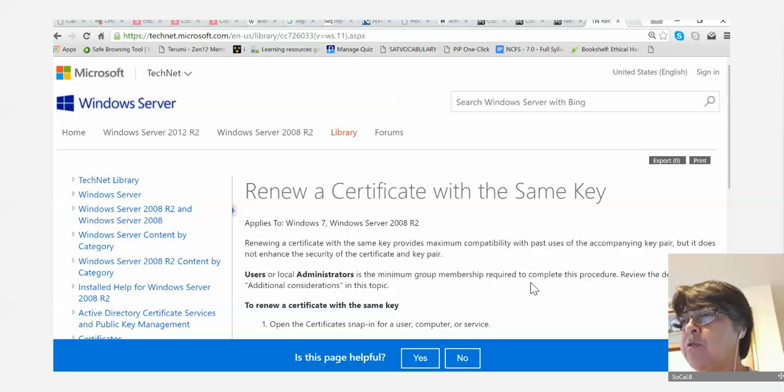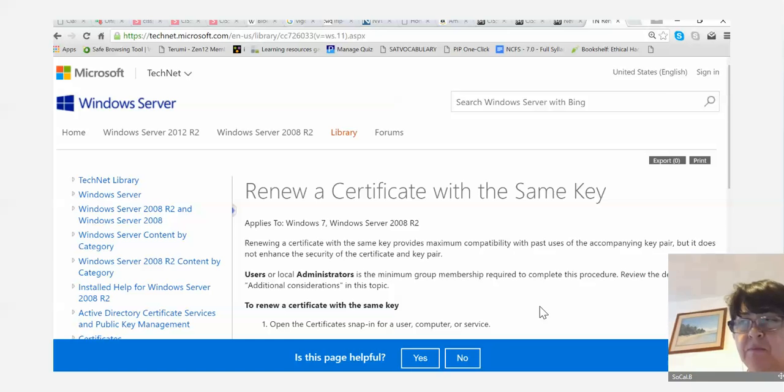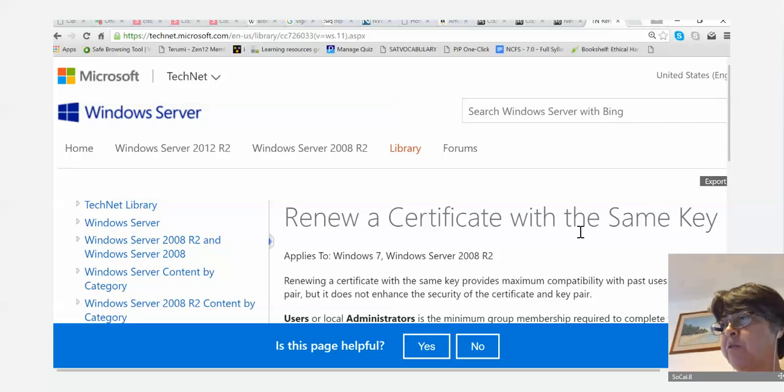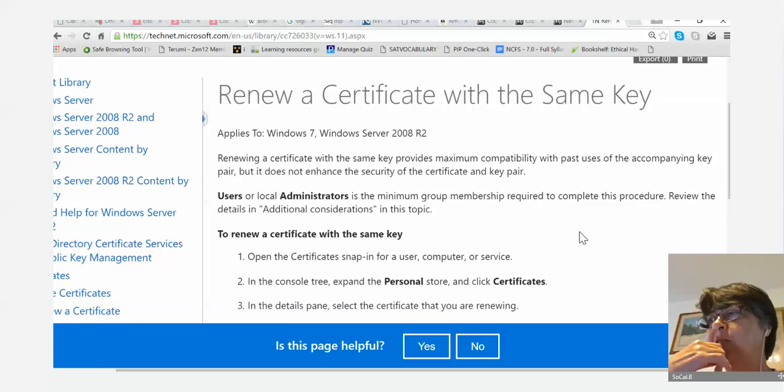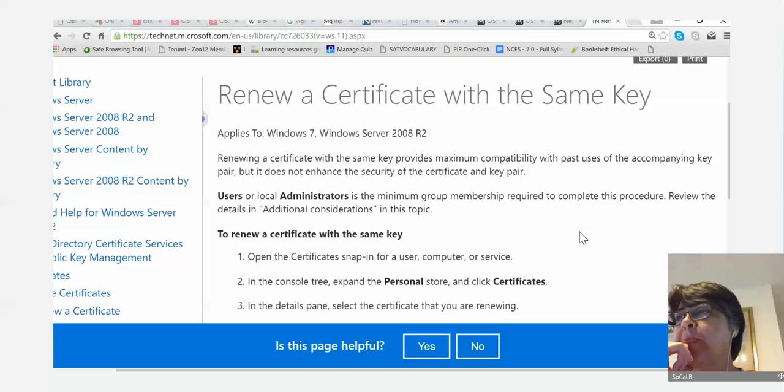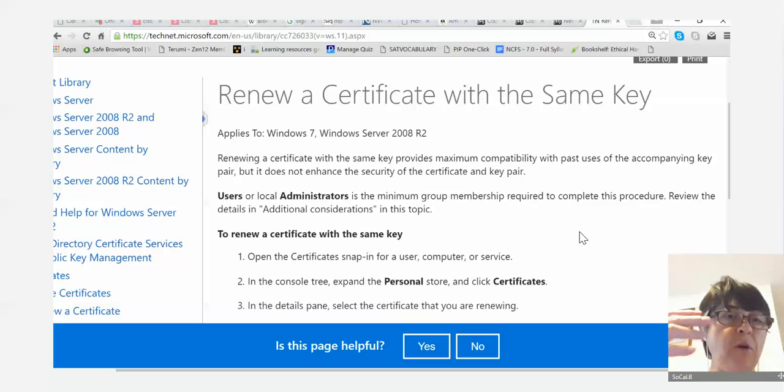Okay, so renewing a certificate. Interesting. This is the first time I actually look at this thing. So, renewing a certificate with the same key provides maximum compatibility with the past uses of the accompanying key pair. Yeah, right. So you don't have to do anything special with it. But it does not enhance the security of the certificate and the key pair, right? Because the idea is that, look, it's been around. You have to renew the keys so that people don't have more opportunities to try to break the key pair.